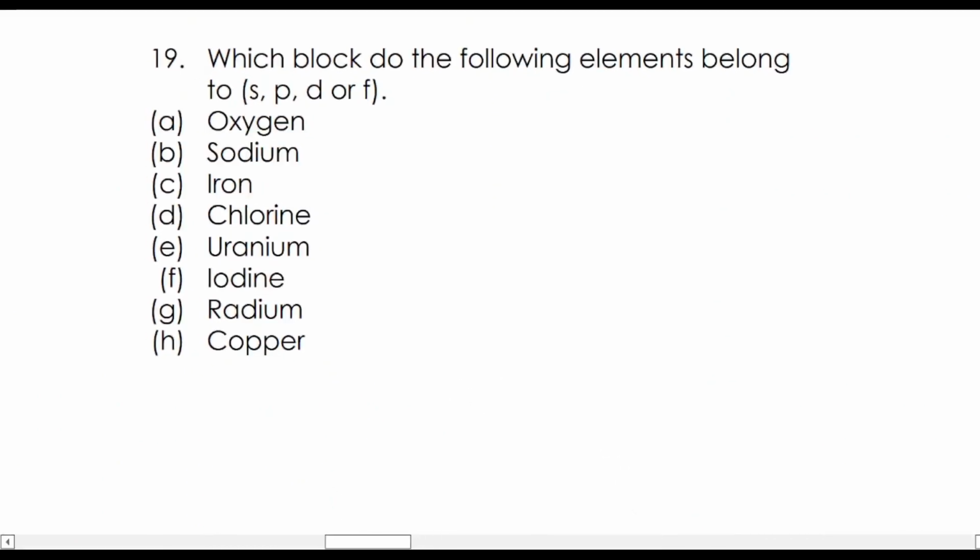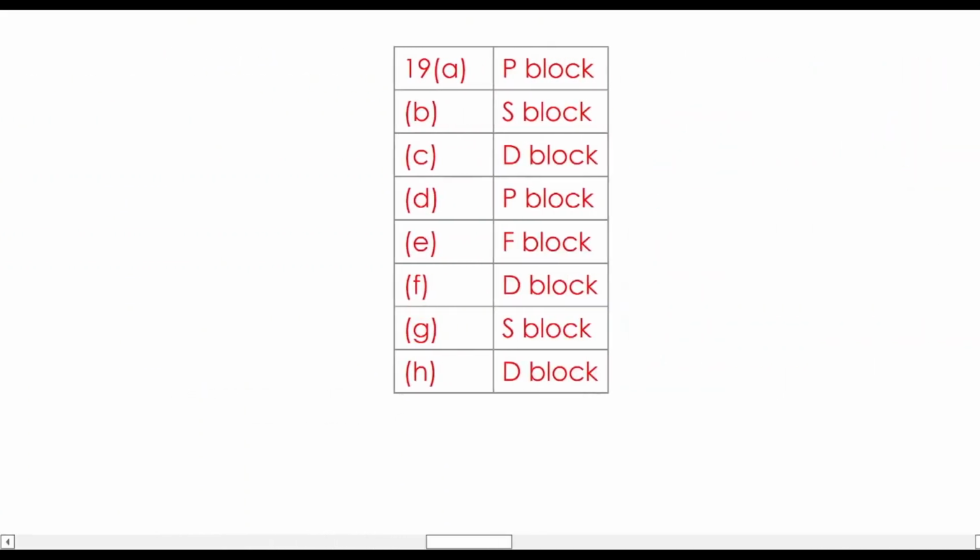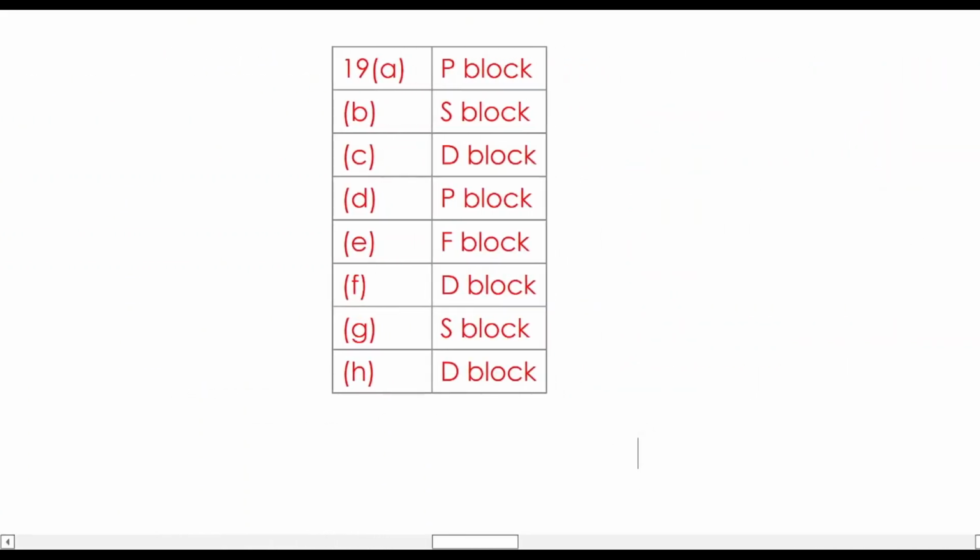Here's a simple question. All you've got to do is go down and say if each one has its outermost electron in the S, P, D or F, and so which block it's in. Shouldn't take long. Pause the video, off you go. And here are the answers. Make sure you've got them right. E is uranium, so it's in the F block. Very, very rarely you'll be asked about F block elements, but just so you know, that's where it is.